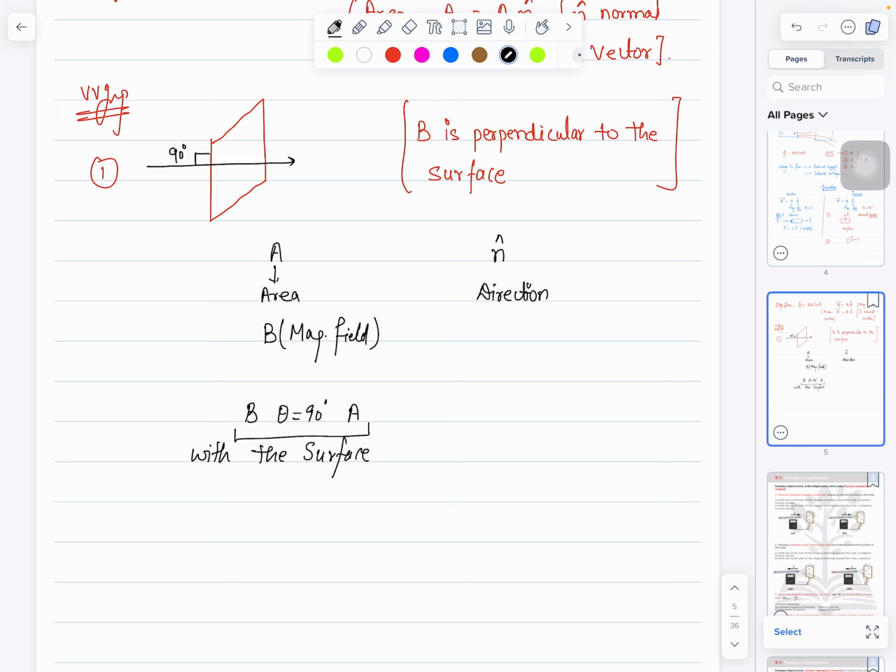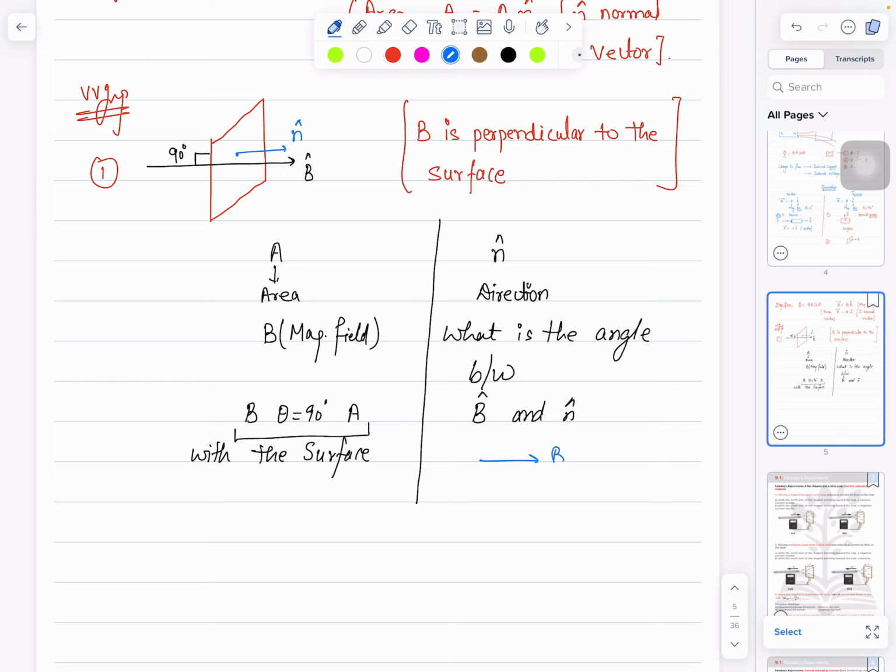Do you understand? Now my question is, what is the angle between B cap and N cap? Okay, you understand, this is your B cap. But where is the N cap? Tell me. This is the surface, and I told you n cap should be like this. So B cap is like this, n cap is like this. So what is the angle here? Can I say both are in the same direction? Angle is 0 degree. Yes or no?